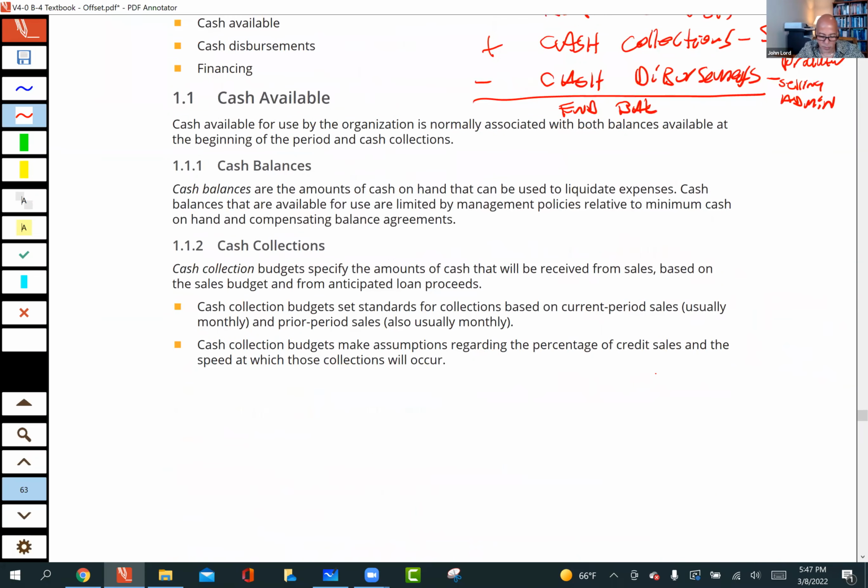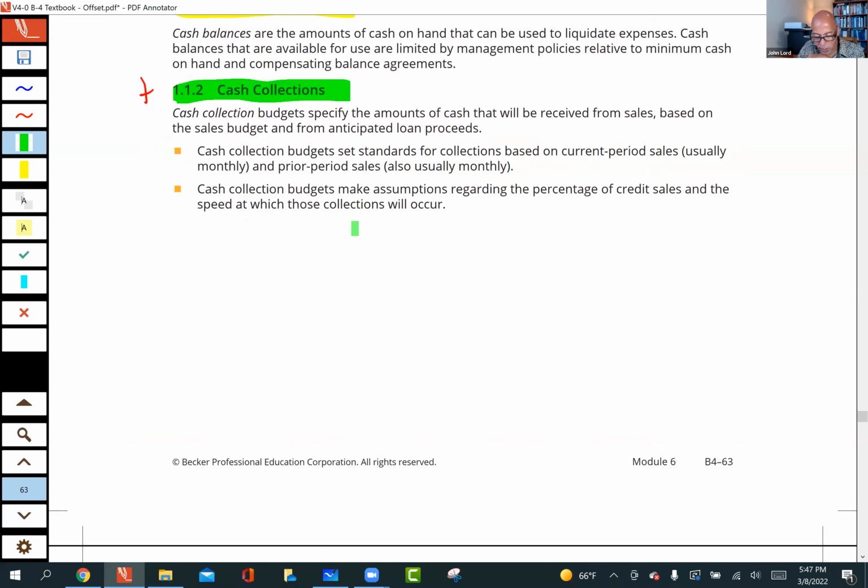Okay, good. So let's go through each of those. They don't talk about the beginning cash balance. Okay, fine. We have a beginning cash balance, right? We don't need to read up on that. Whatever that beginning cash balance is, we would then add the cash collections.